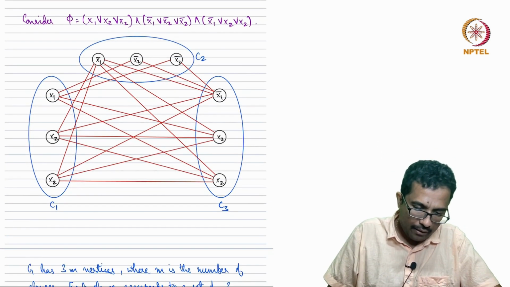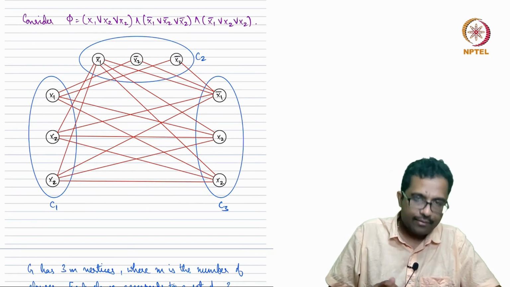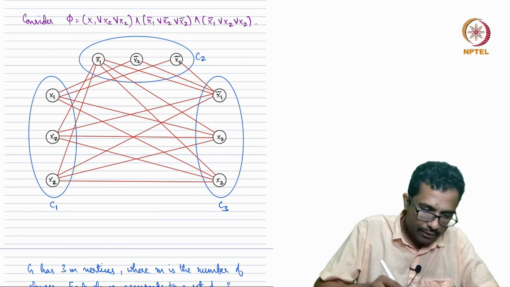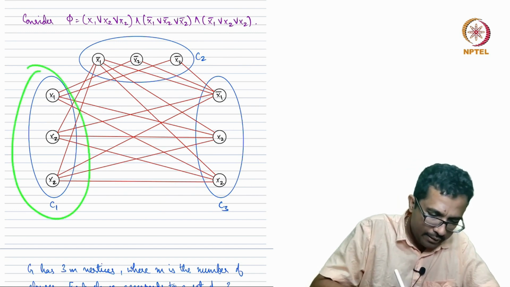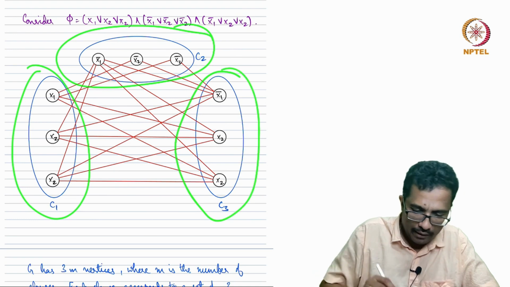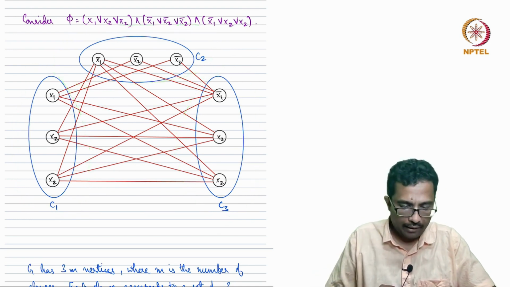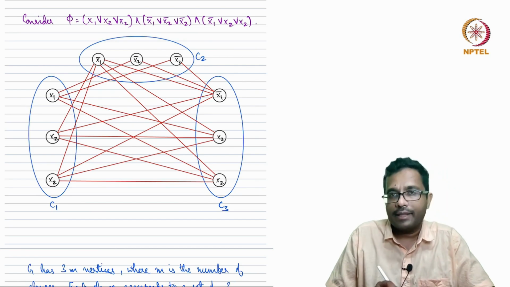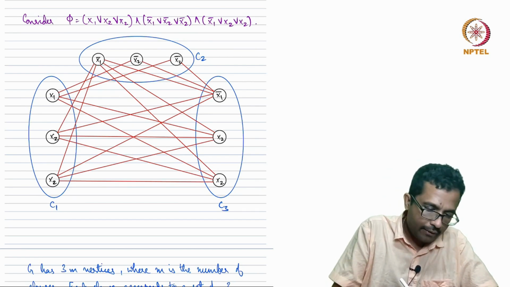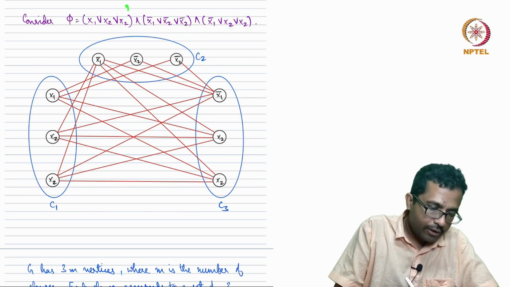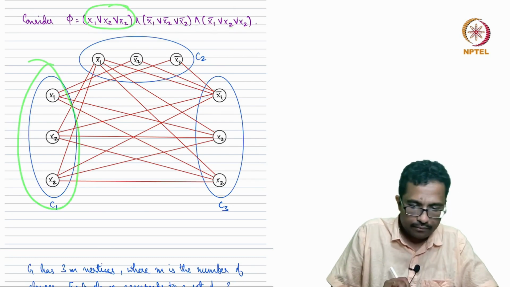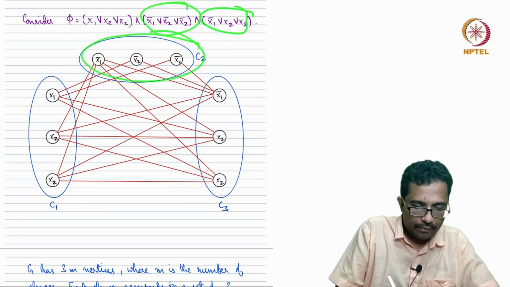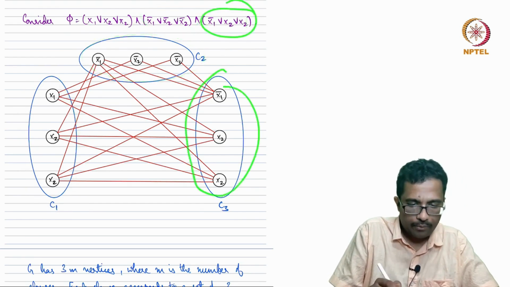So let's see how it happens. First, the graph G looks like this. What do we have here? We have 3 groups of vertices. This is group 1, this is group 2, and this is group 3, and each group has 3 vertices. Basically we have 3 groups of vertices because we have 3 clauses in the formula. Clause 1 corresponds to this group, clause 2 corresponds to this group, and clause 3 corresponds to this group.